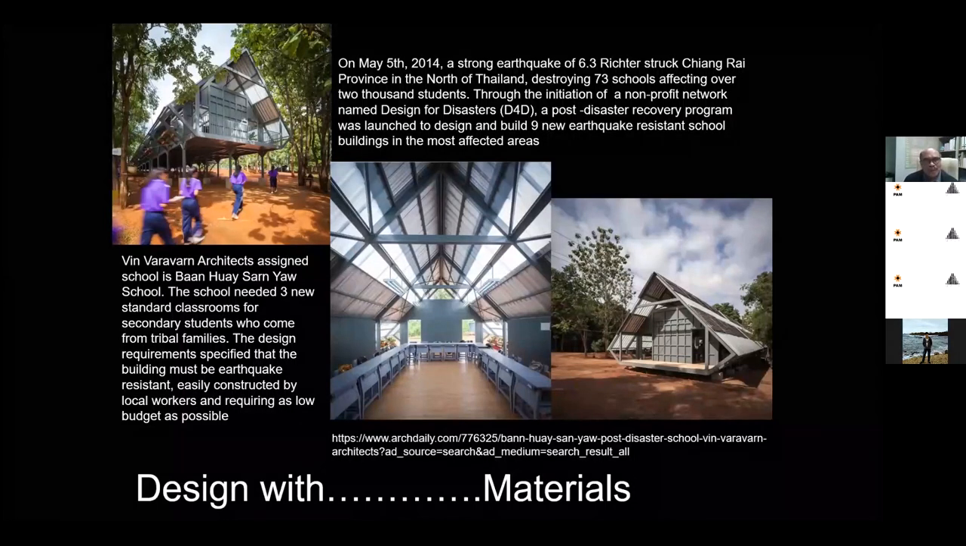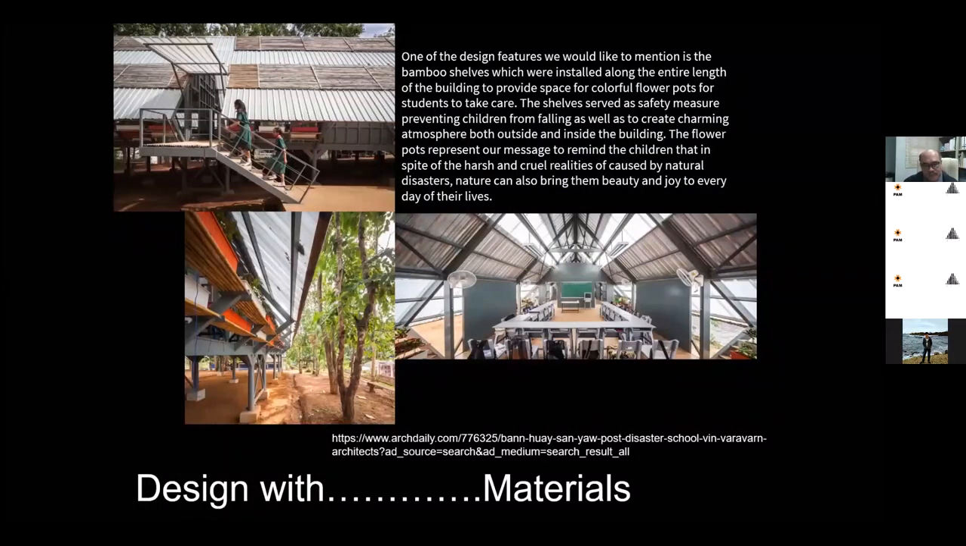In 2014, after a strong earthquake, they had to replace a lot of schools. So they had to come up with a prefab school that uses local material and can be easily transported and constructed at site. That's the form. Again, it probably comes from the vernacular architecture of Thailand also. And they use a lot of bamboo and timber. Very homely feeling to the school, with a lot of natural daylighting.